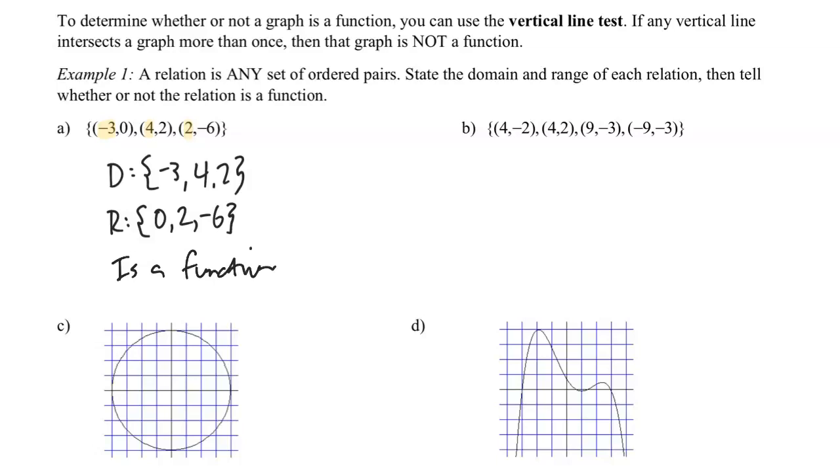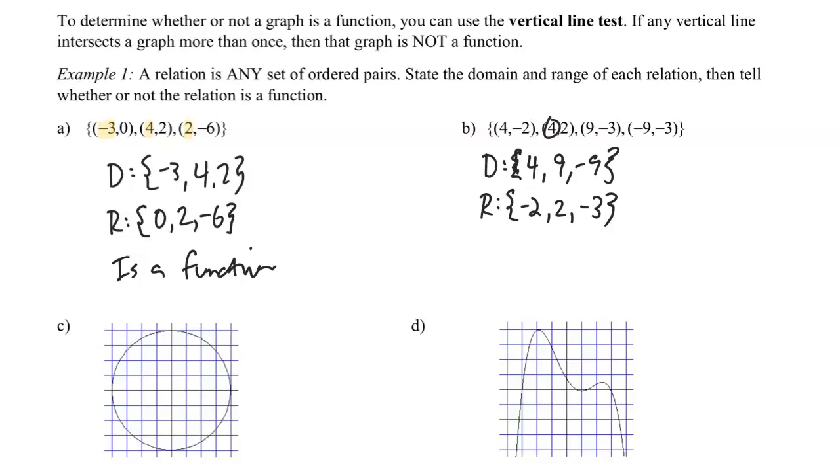Okay, now in letter B, basically the exact same thing. We're going to find the domain by just writing down the set of x coordinates, and so that's going to be 4. Here I see 4 again, and so I'm not going to write it a second time, but I'm going to go to the next unique value, which would be 9, and then -9. And then the range is the set of the y values, and so that's going to be -2, 2, and -3. Even though I see -3 twice, I'm only going to write it once in my list.